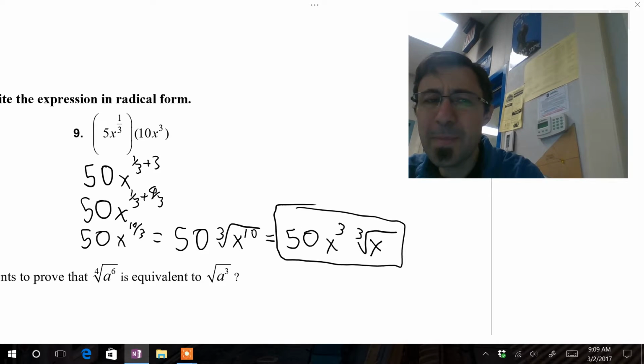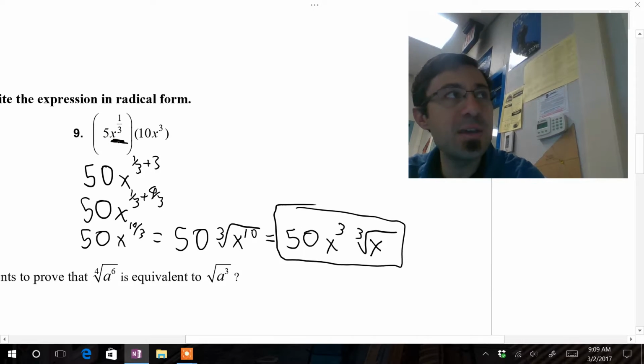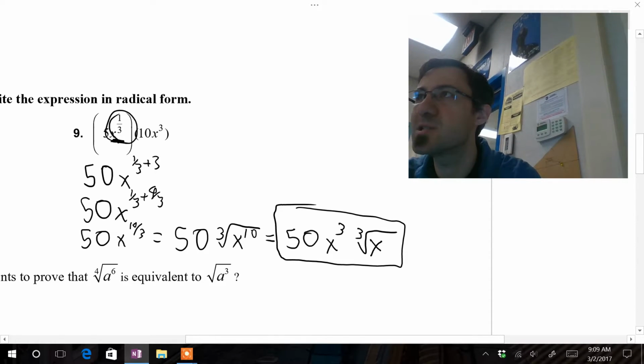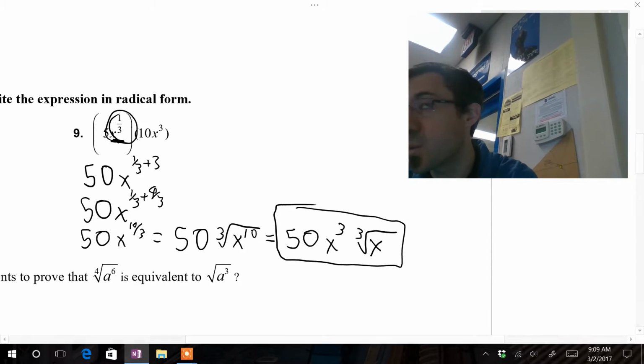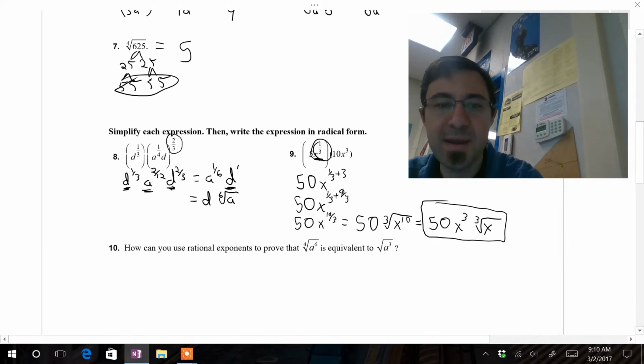Now you could have gone back to the original and said, hey, that's just going to be cube root right here, and wrote that as cube root of x, and then put the other parts together. Depending how you see that, that would work. But we got your answer.